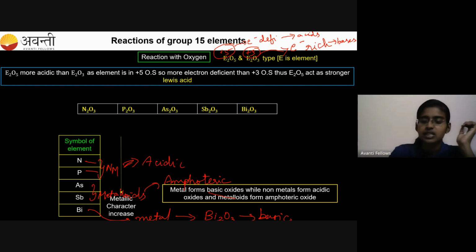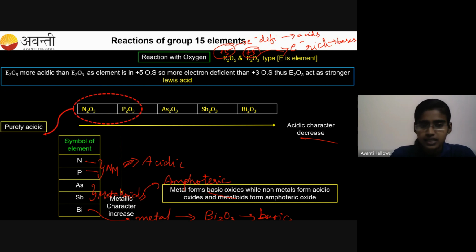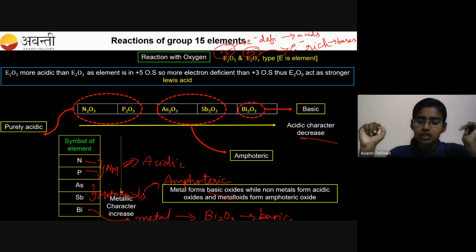So, the basicity of these oxides increases, or we can say the acidity is decreasing. Acidic character is decreasing on moving down the group. Okay. So, the first two oxides are purely acidic. The second two oxides are amphoteric, and the last oxide is completely basic in nature. Clear? So I hope this is clear to all of you.